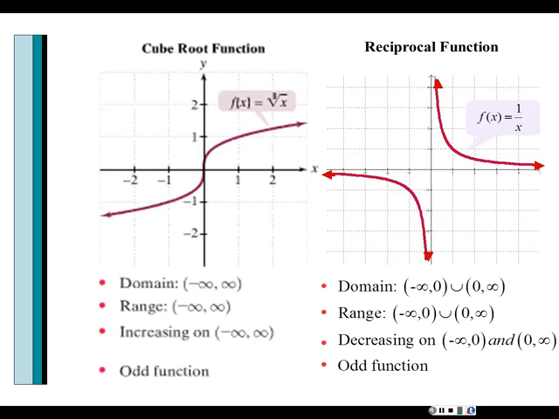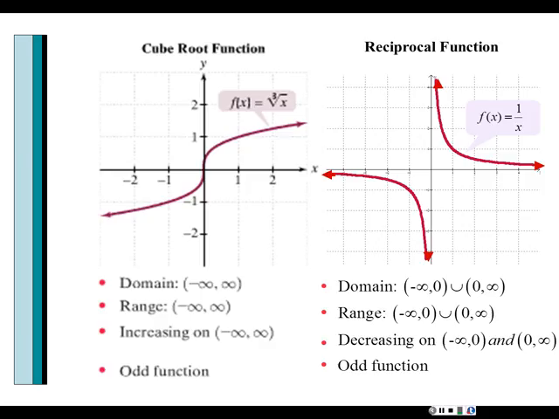So, the cube root function. The difference between the cube root and a square root is that you did not have anything like this. But this is an odd function since it matches all the properties and is symmetric about the origin, and increasing, with domain and range negative infinity to positive infinity.